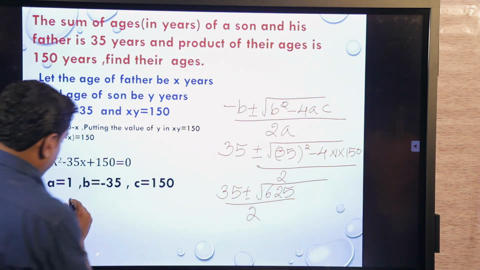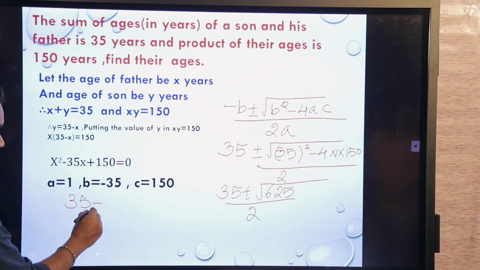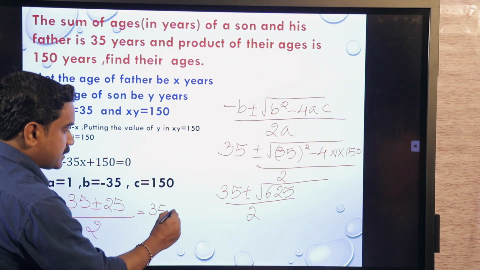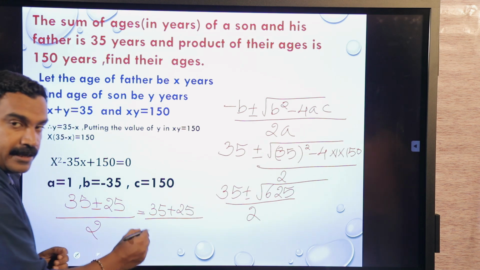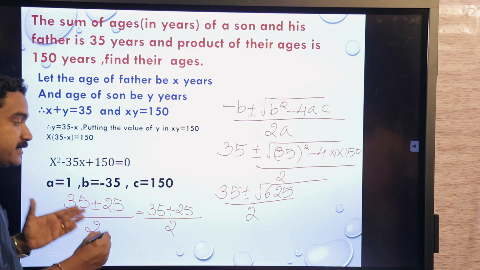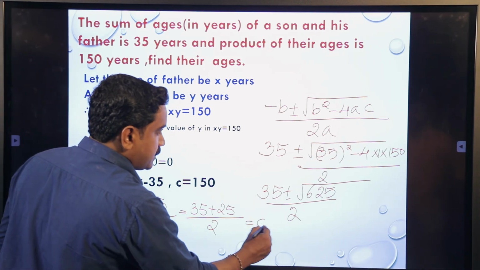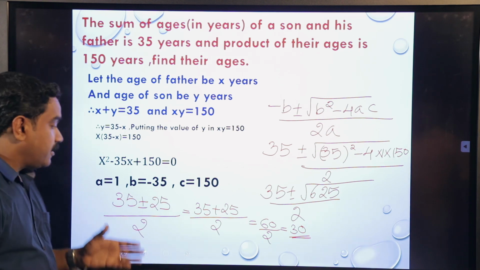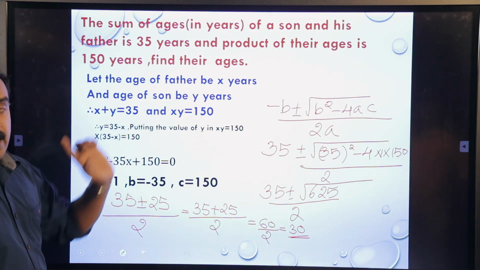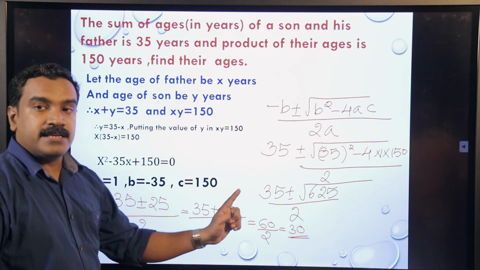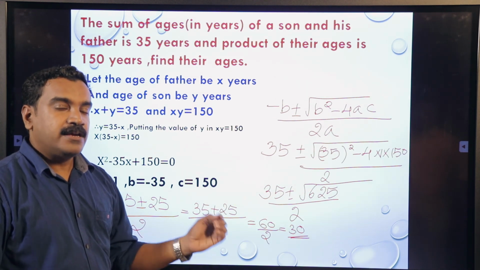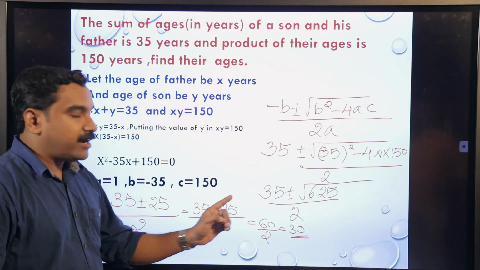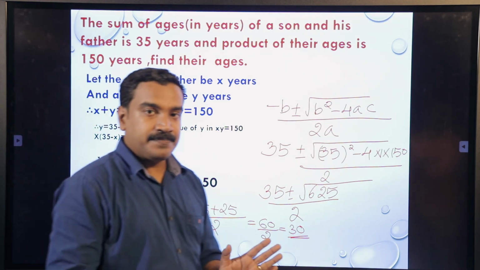So you will get 35 plus or minus 25, divided by 2. That is 35 plus 25 by 2. We are not taking the negative. So 35 plus 25 is 60. 60 by 2 is 30. So what are we finding? We are finding x. What is x? x is the age of the father. So the age of the father is 30, and what is the age of his son? Sorry, the age of his son is 5 and the age of the father is 30. Okay, hope it's clear. Thank you.